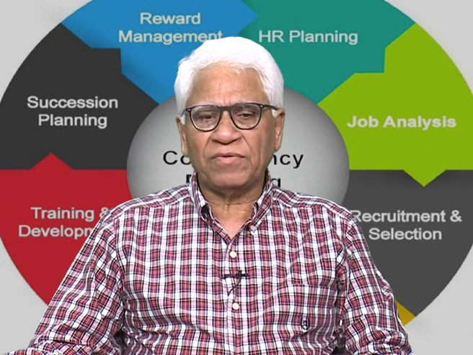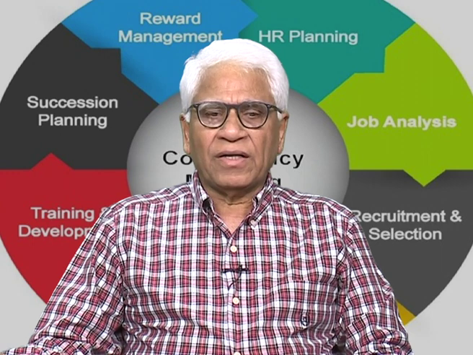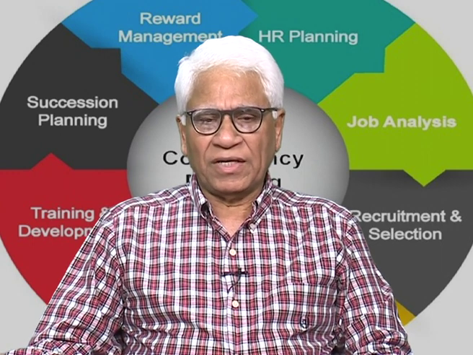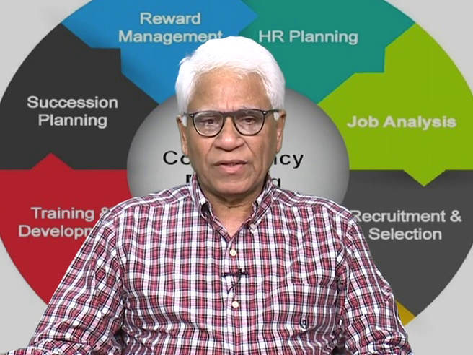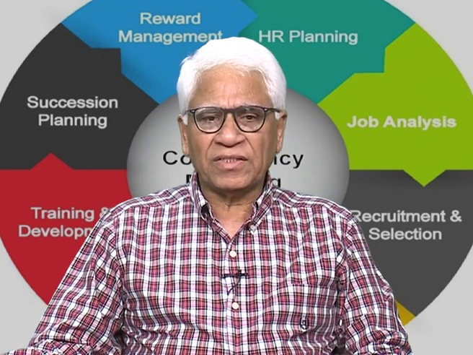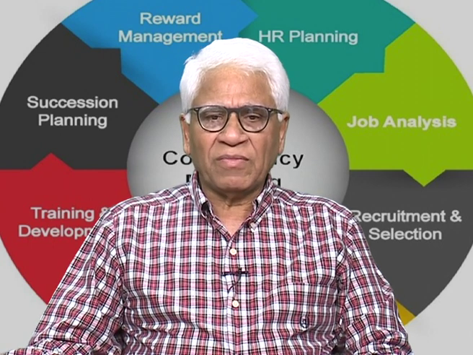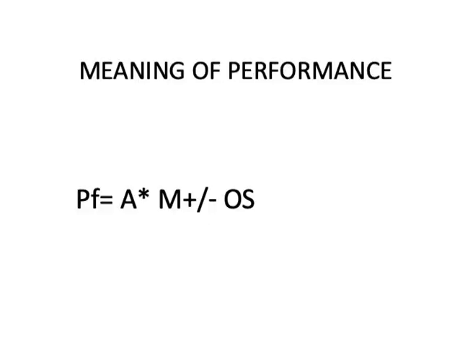He gives an equation. He says performance, which is abbreviated as PF, is equal to A, where A means the ability of the employee, multiplied by the motivation, signified as M, plus or minus OS, where OS means organizational support. Let me paraphrase it again. PF is equal to A multiplied by M plus or minus OS, wherein once again I repeat, performance is equivalent to an employee's ability multiplied by his motivation.